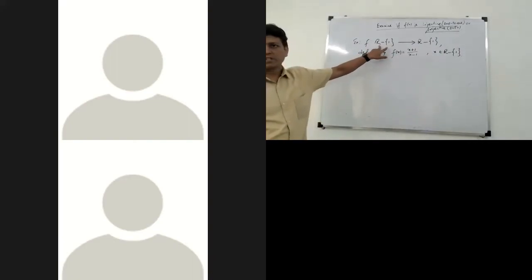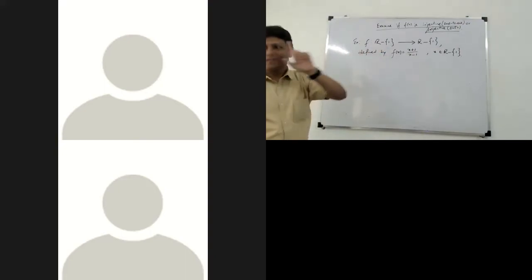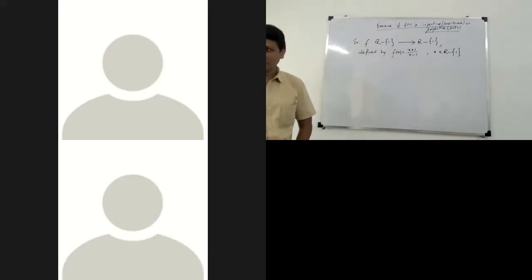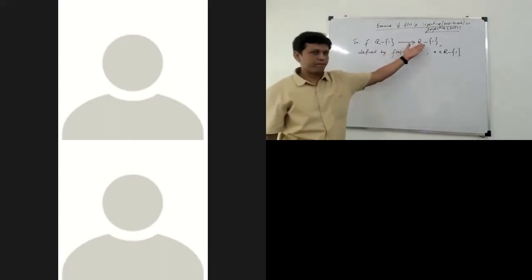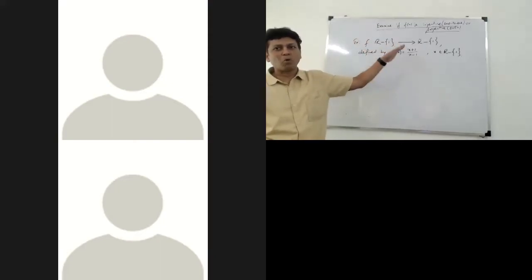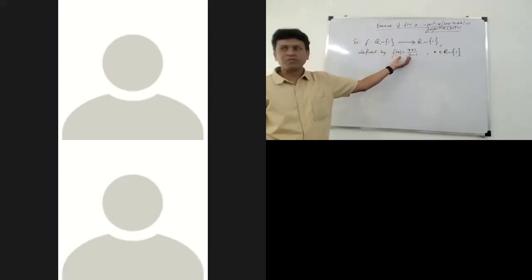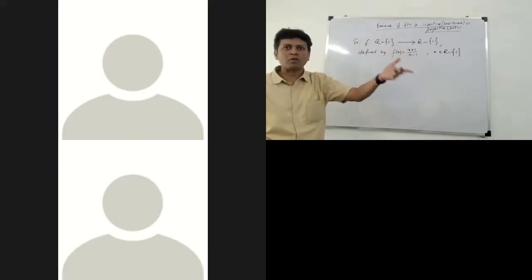What is the meaning of this? Every real number except one. All real numbers except one. One is not there. You just throw out that one and you are considering the whole real line. This is also the same. That means your mapping is without one, and you have this function. Now you have to check whether it is one to one or not.